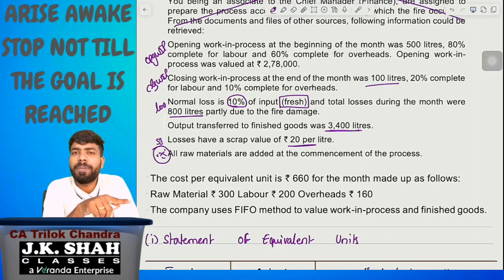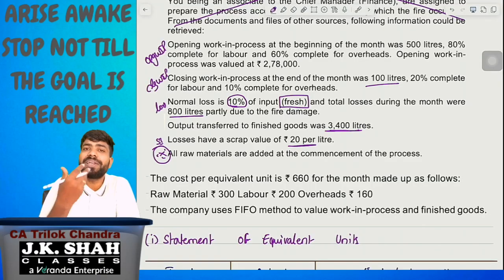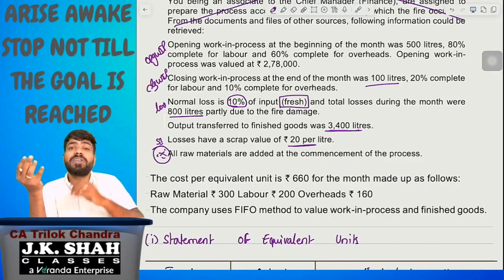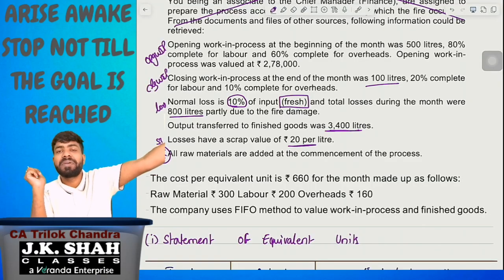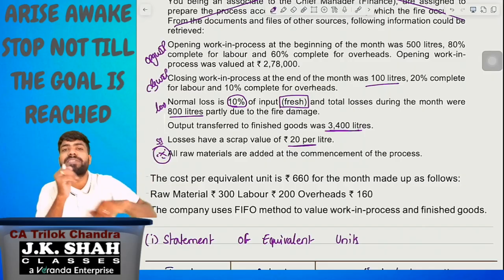If you look at the opening WIP, they have given the percentage completion of the labor and the percentage completion of the overheads in the last period. Now the point is, how much is the material completion? 100%, because the process started in the last period. Because the process started in the last period, they would have given the input in the last period 100%.